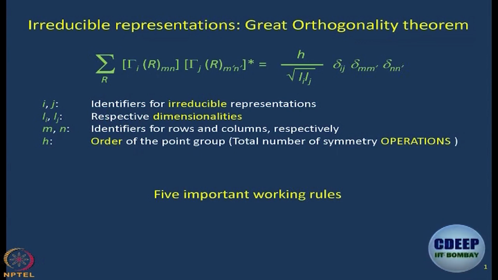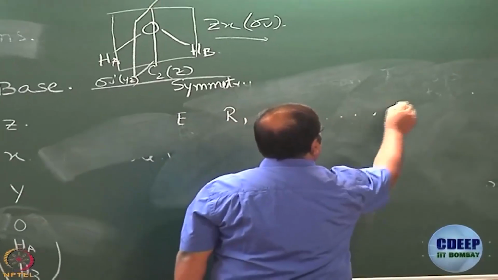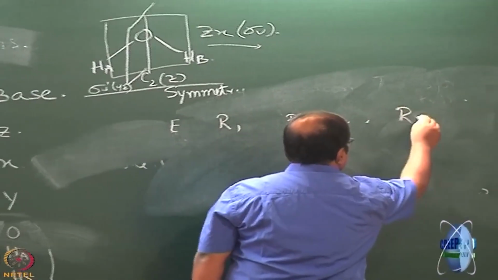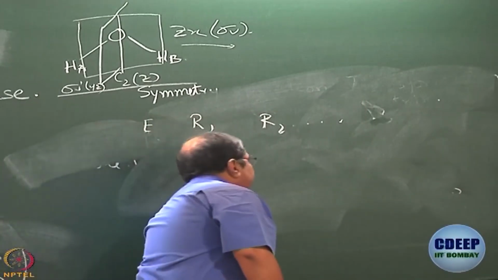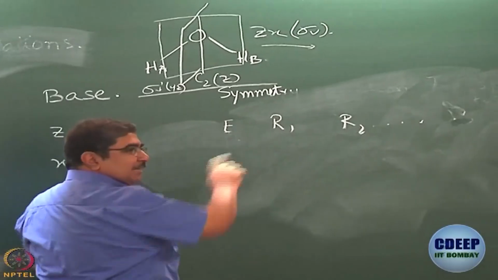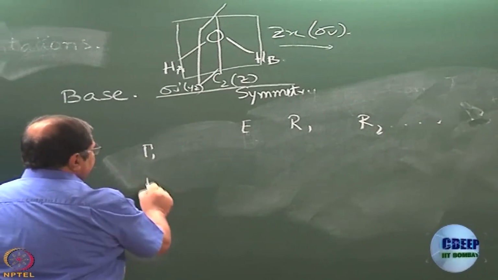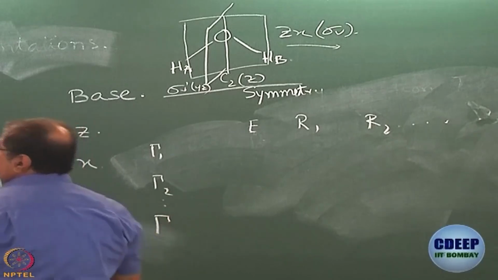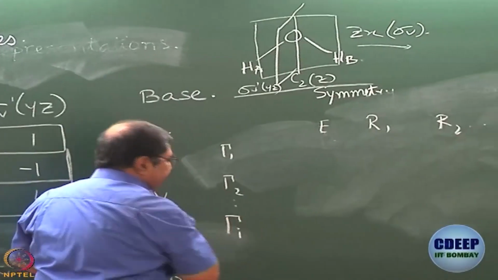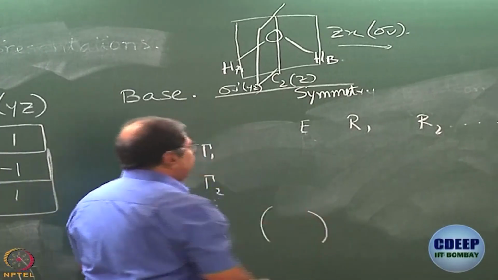Let us say I have some representation, say E will be there anyway, R1, R2, so on and so forth, something R, I will just leave it at R there. So, these are the symmetry operations, and I have these irreducible representations gamma 1, gamma 2, so on and so forth. Let us say gamma I. Understood? What is this matrix?